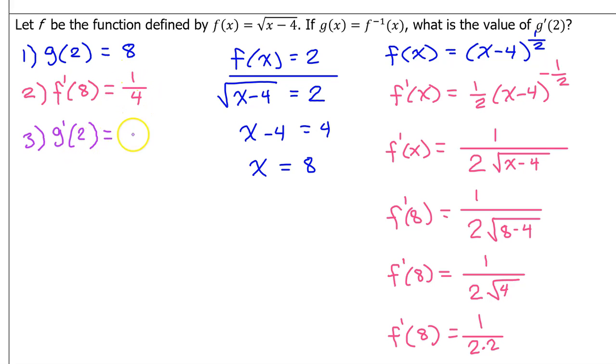Step 3 is to write the final answer. G prime at 2, the derivative of the inverse at 2, is the reciprocal of the answer from step 2. That's 4. That's it. Let's put a little box around it to make sure they know this is the answer.